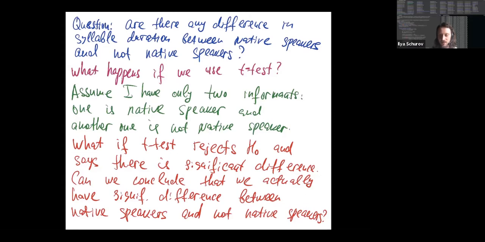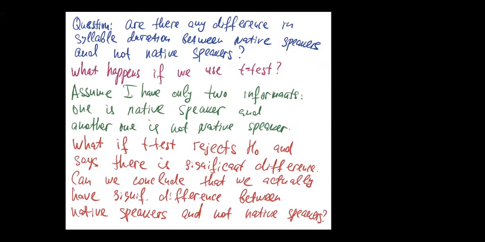So do we have enough data to conclude that there is a significant difference between native speakers and not native speakers if we have only two informants in our study? One informant is a native speaker and another informant is not a native speaker. Try to think about alternative hypotheses that can arise that can explain your data in this case.